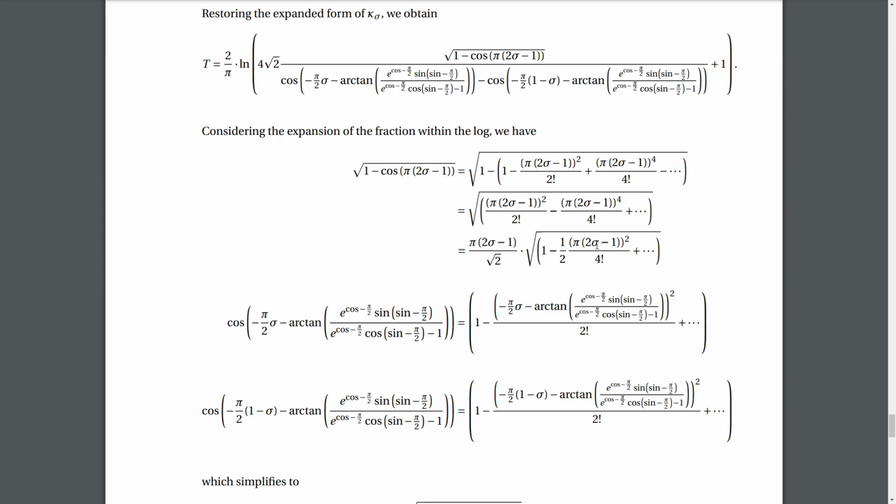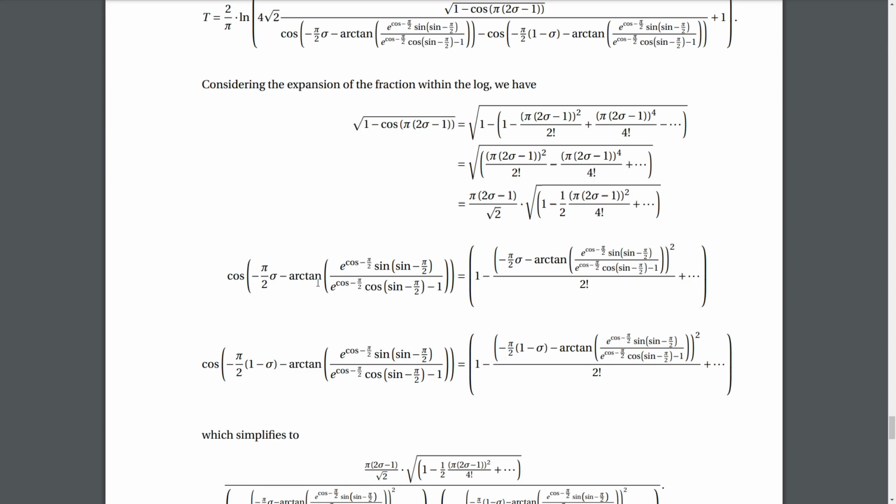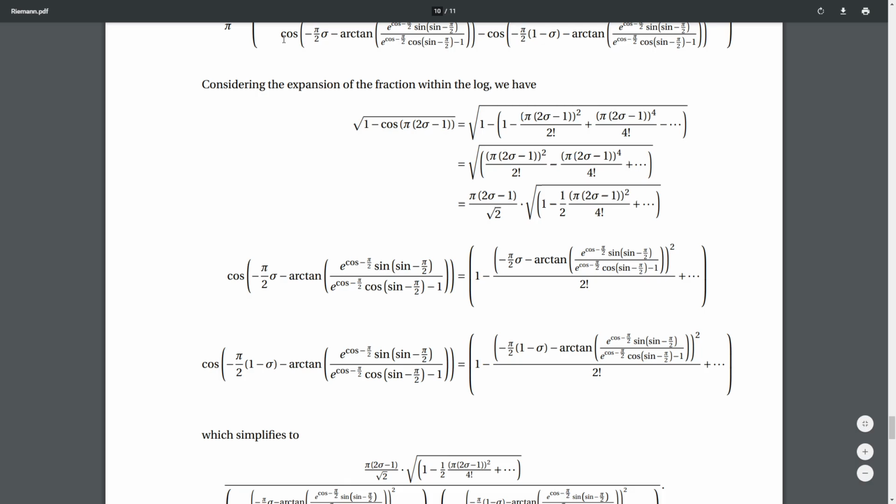So every term after this, when sigma is 1/2, is going to disappear, and we end up with just square root of 1 inside, right? So we have this, which is the leading term. And then here we have this first part of the denominator, right? So for sigma, we end up with this.